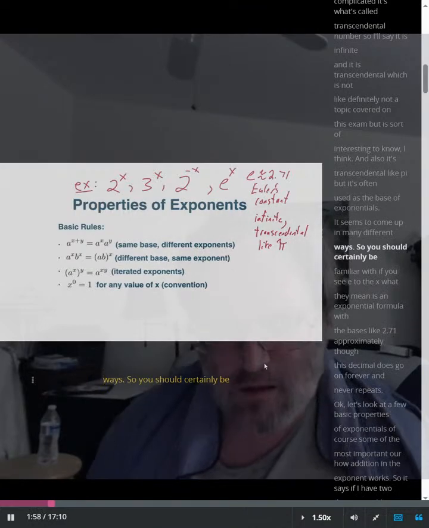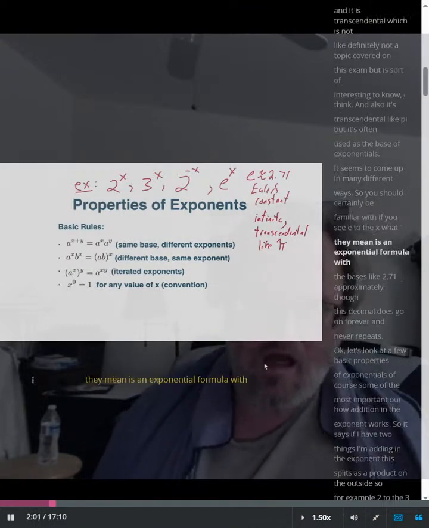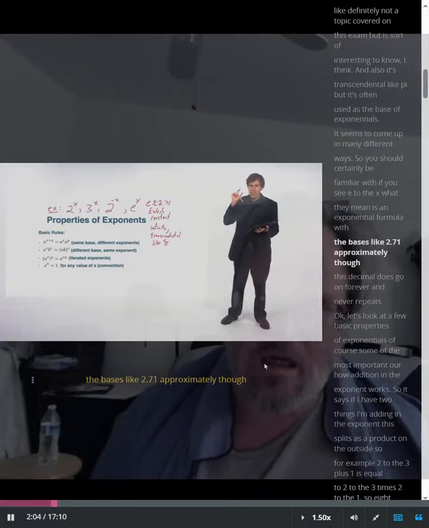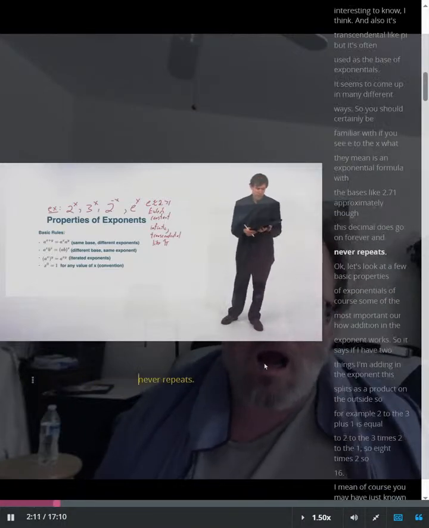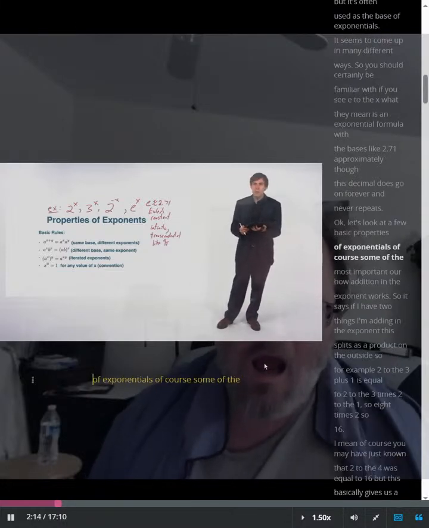Okay, so you should certainly be familiar with, if you see e to the x, what they mean is an exponential formula where the base is approximately 2.71, though this decimal does go on forever and never repeats. Okay, so let's look at a few basic properties of exponentials.